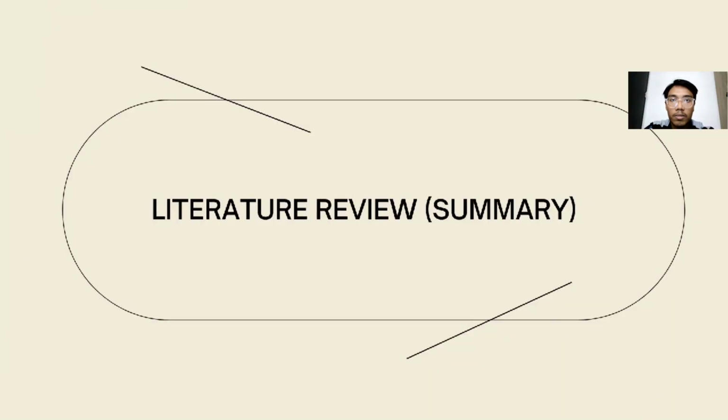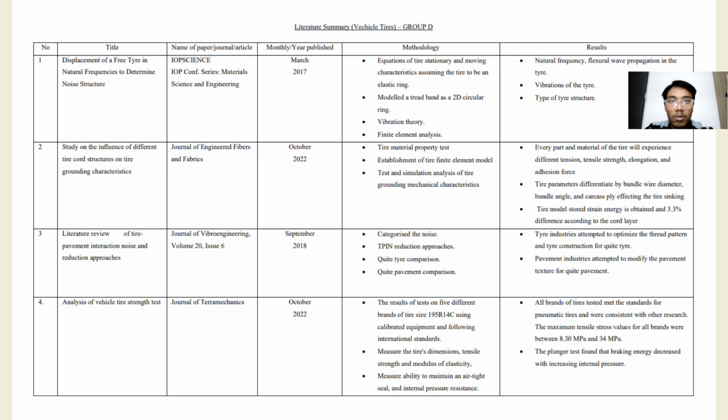Next slide, we will look at the literature review summary. As we look at the table here, this is our literature summary on vehicle tires. We looked at a few journals on Google Scholar and other sources, mostly from Google Scholar. The first one is an article from IOP Science, and the others are from journals. Without further ado, we will continue this presentation with our discussion on the journals.